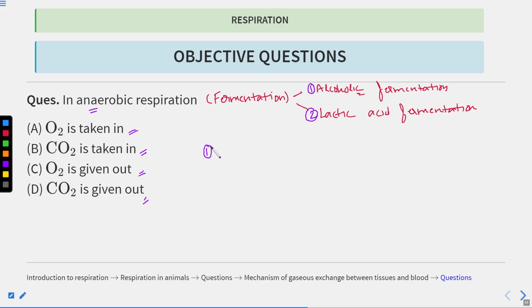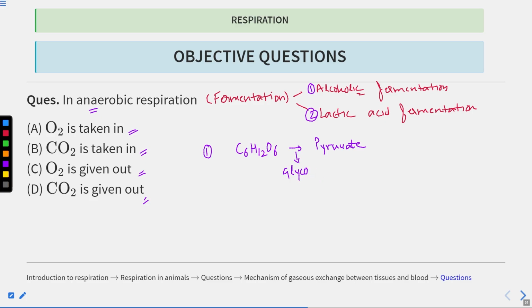So if we talk about the alcoholic fermentation, what happens in this? The glucose molecule, which is C6H12O6, in the absence of oxygen, first forms pyruvic acid by the process known as glycolysis.